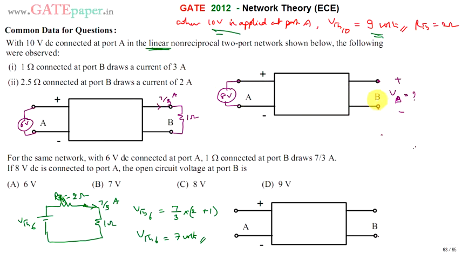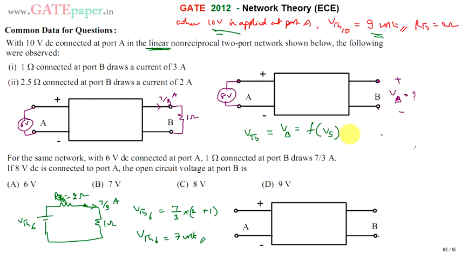Linear is nothing but output and input are linearly related. That is, VB is a function of the applied source voltage Vs. That Vs may be 10 volts once, 6 volts another time, and 8 volts the next time. That will be treated as Vs. So VB is a function of Vs, which is also treated simply as VTH.